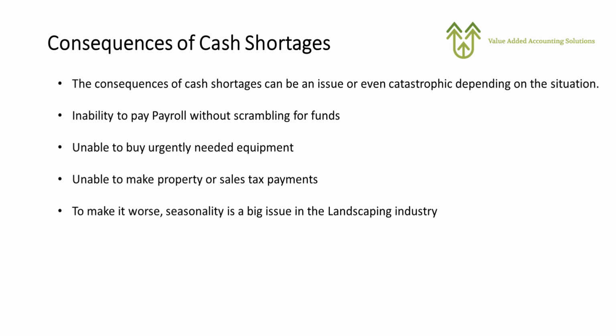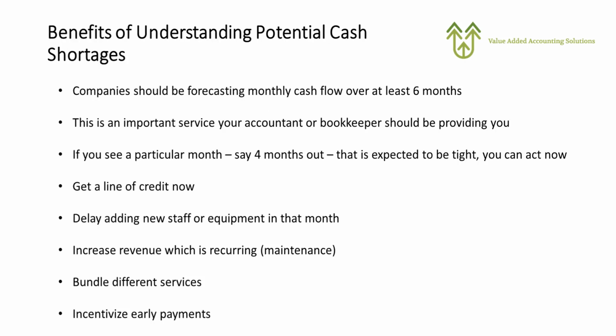Also, you may have property taxes or sales tax payments that you have to make. Well, to make all of this even worse is seasonality is a really big issue in the landscape industry. Companies should be forecasting in a perfect world each month, but certainly frequently, and the cash flow should go at least about 6 months out. This is something that, depending on the service that you have with your accountant or bookkeeper, this is something that you probably should be receiving.